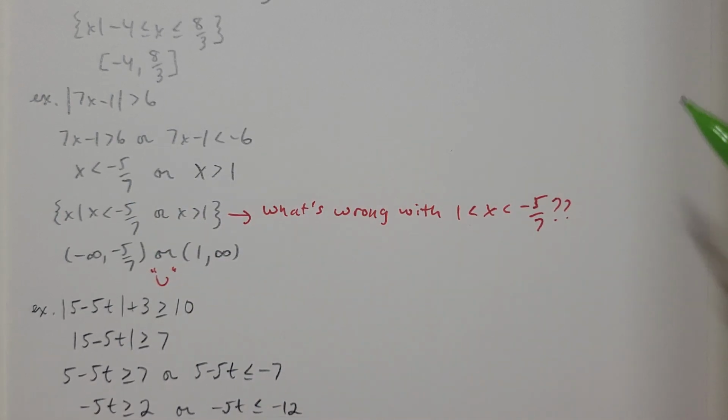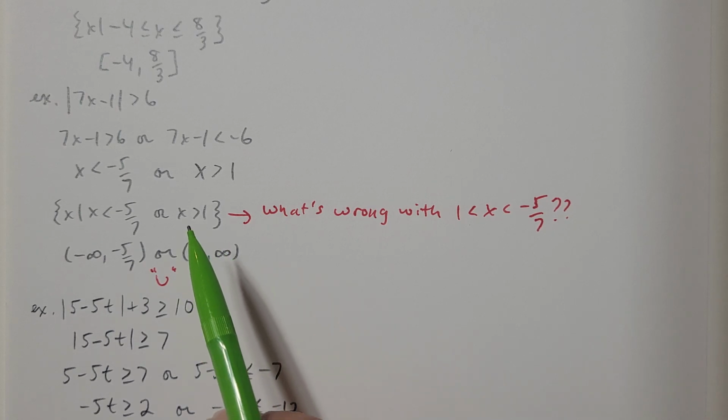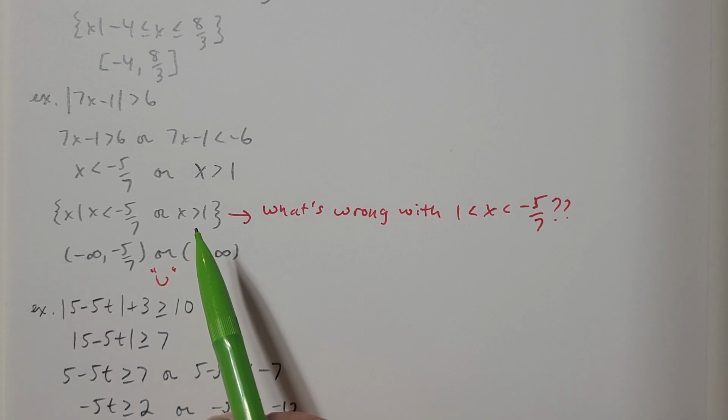All right, so what we're saying is that x has to be a number that is either less than negative 5/7 or bigger than 1. So here would be that answer written as a set. So I'd say the set of all x such that x is less than negative 5/7 or x is bigger than 1.